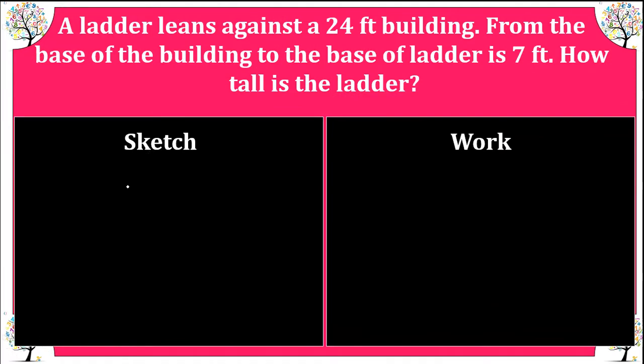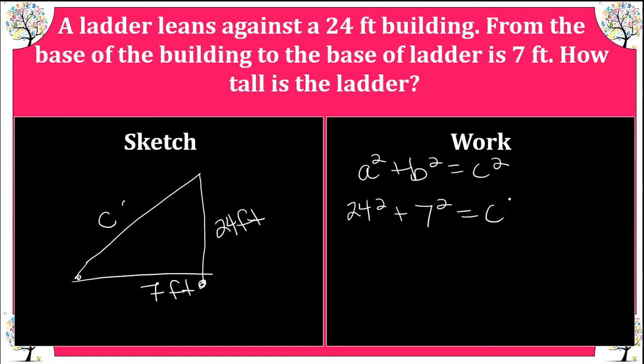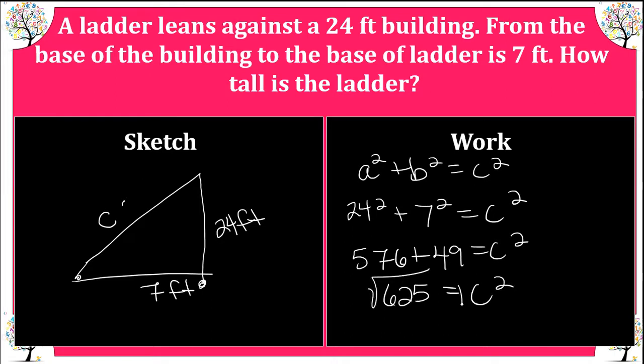A ladder leans against a 24-foot building. So we have a ladder that's leaning. The building is 24 feet. From the base of the building to the base of the ladder is 7 feet. How tall is the ladder? So again, we're looking for the hypotenuse. Add these together. Take the square root, and the ladder is 25 feet.